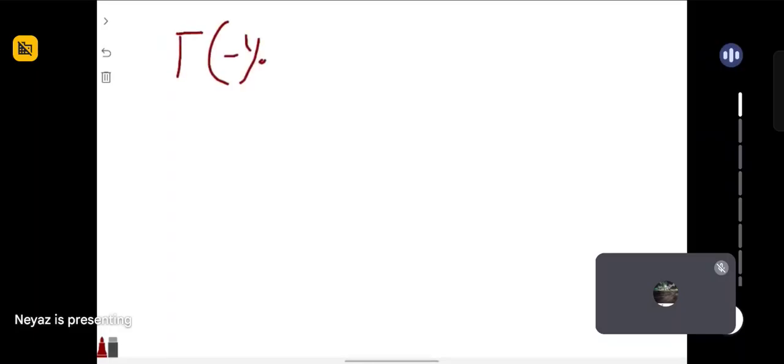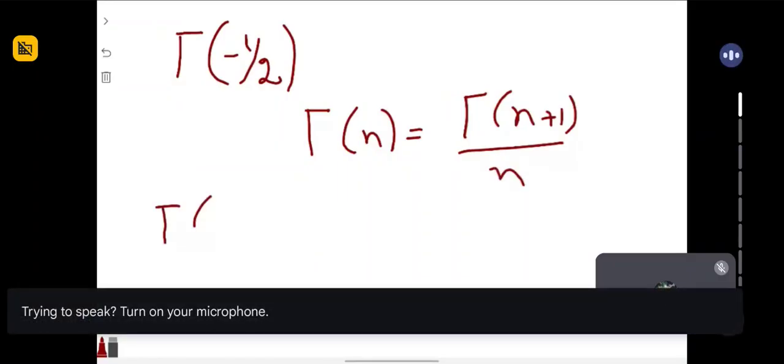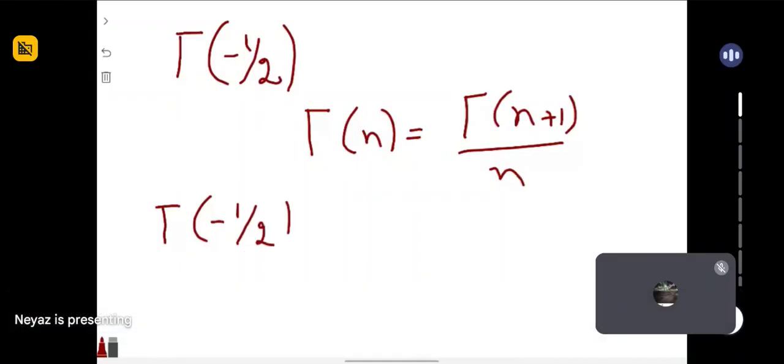But n is positive, so sometimes we can find gamma minus half. Put n is equal to minus half in this equation, gamma n is equal to gamma of n plus 1 divided by n. If you put n is equal to minus half in this equation, you will get gamma of half divided by minus half.